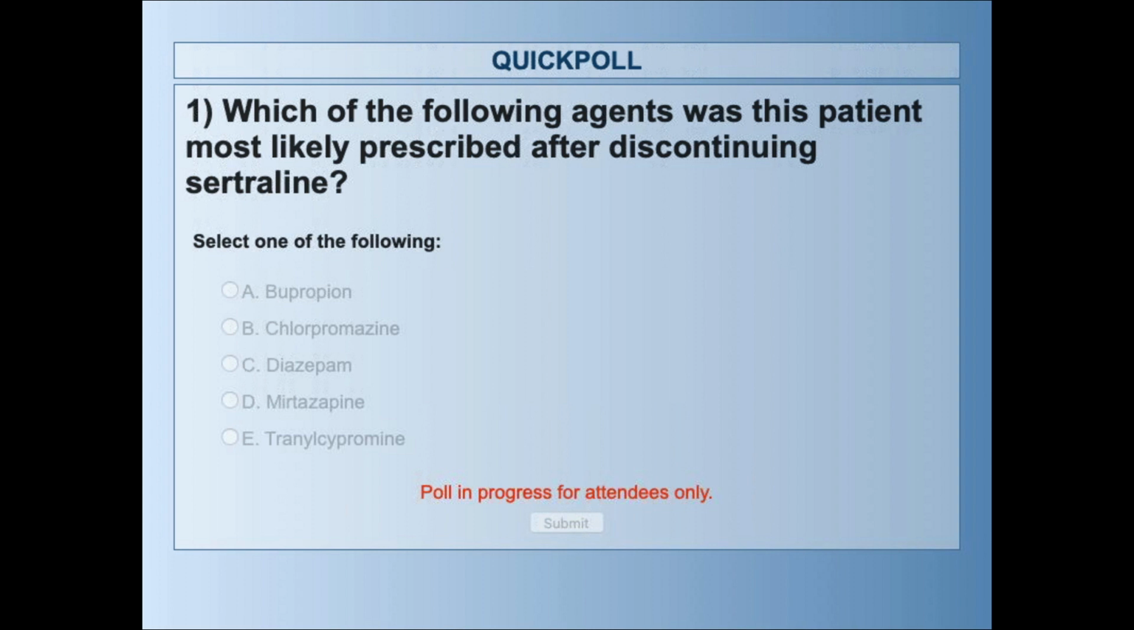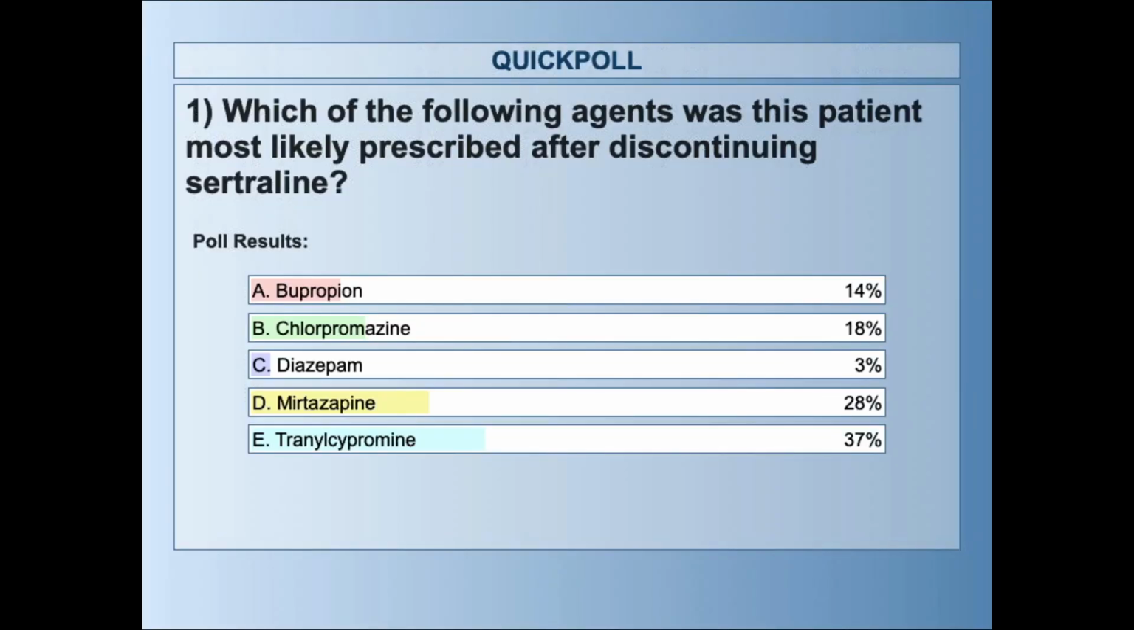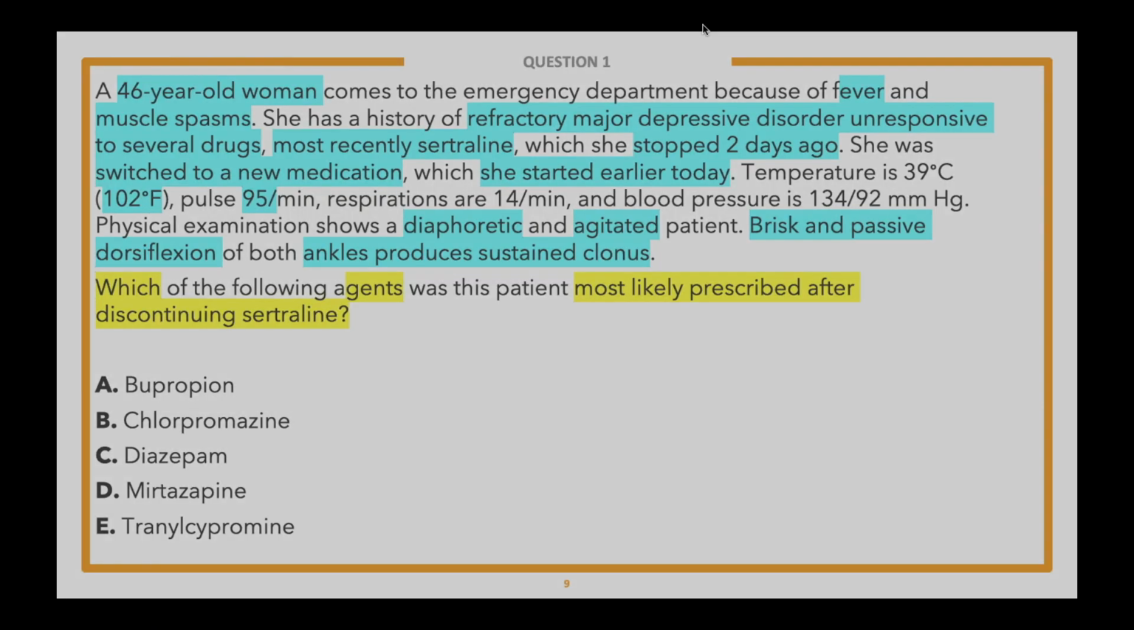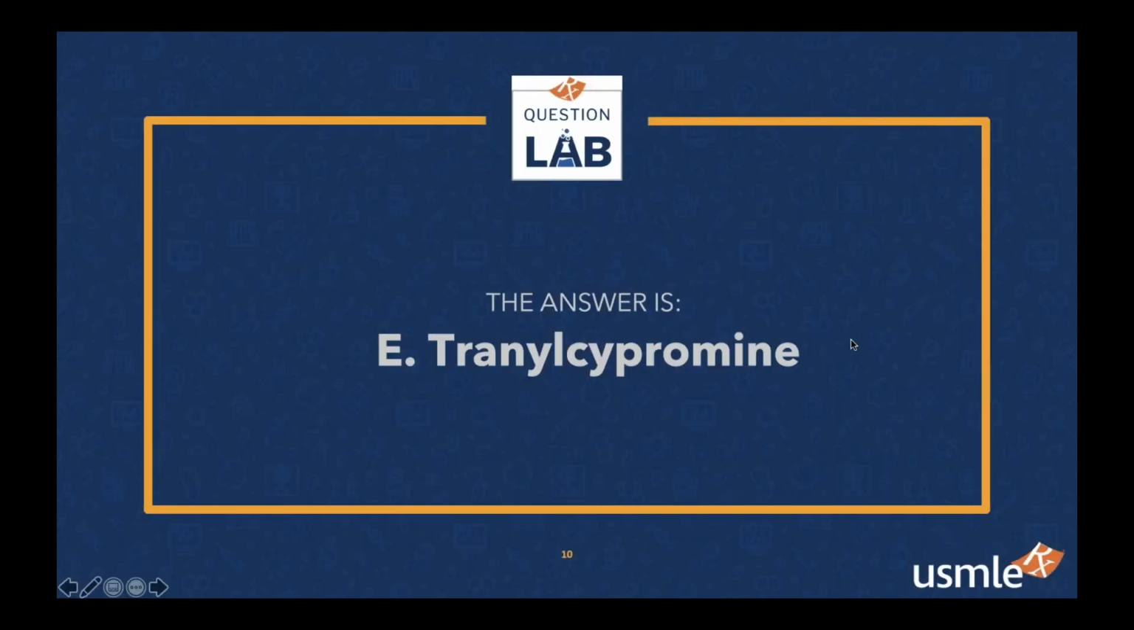I see the responses coming in. We'll give all of you a few more moments here. All right, let's take a look and see what all of you selected. And it looks like 37% of you selected tranylcypromine, and in second place was mirtazapine. Let's take a look and see what the correct answer is, and the correct answer is indeed E, and 37% of you got it right, so well done.